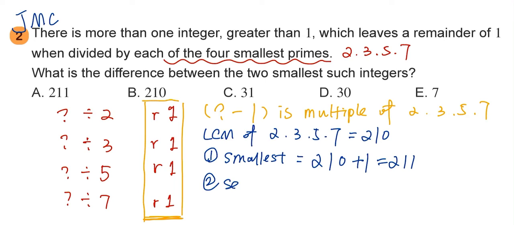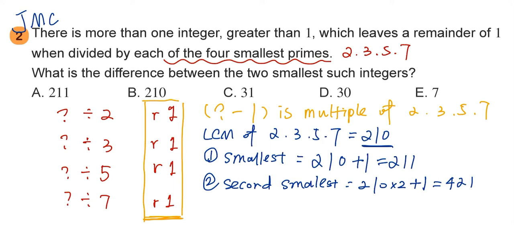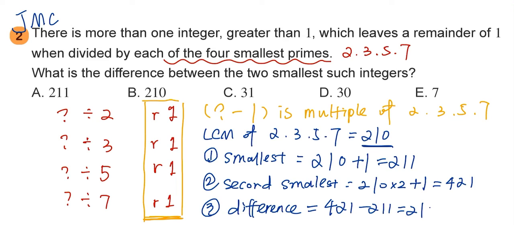And then for the second smallest, it would just be a multiple of 210, and that would be 210 times 2, which is 420, and then add back that 1, so that's 421. Okay, so the question asks us what's the difference between them. Therefore, for the difference, you just need to use the second smallest to subtract the smallest, and you will get the difference, and that is 210. And so B is our answer here.